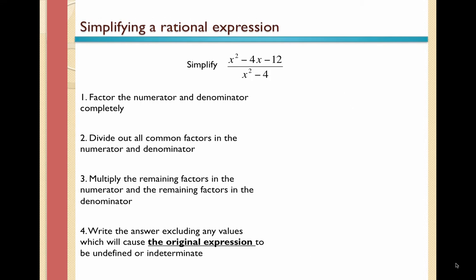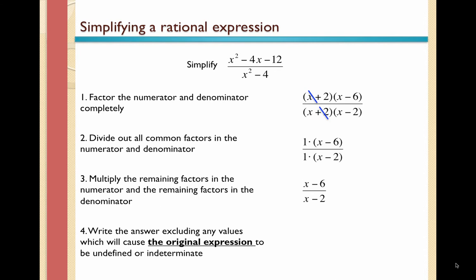Let's write another example. First thing, factor the numerator and the denominator completely, and if you want to make sure that you've remembered your factoring skills, go ahead and pause and factor. This factors x plus 2 times x minus 6 in the numerator, x plus 2 times x minus 2 in the denominator. We see that we have a factor of x plus 2 in both the numerator and denominator. We're canceling them out, dividing them out. So we are left with x minus 6 over x minus 2. The last thing we have to do is write our little caveat.